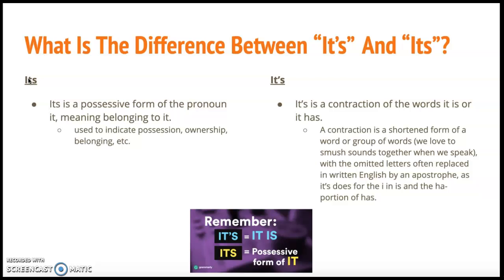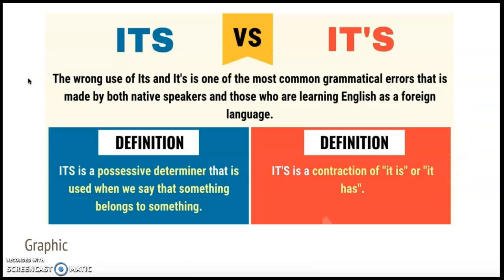It's, with an apostrophe, is a contraction of the words it is or it has. A contraction is a shortened form of a word or group of words, with the omitted letters often replaced in written English by an apostrophe, as it does for the i in is and the h-a portion of has. So in English, we like to smush sounds together when we speak to make it shorter. So remember, it's is a contraction. It means it is or it has.